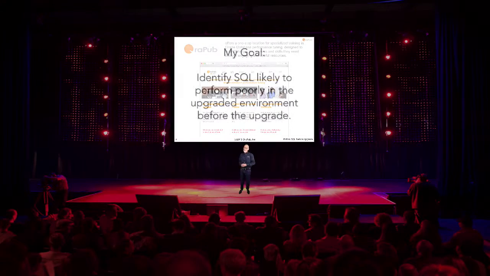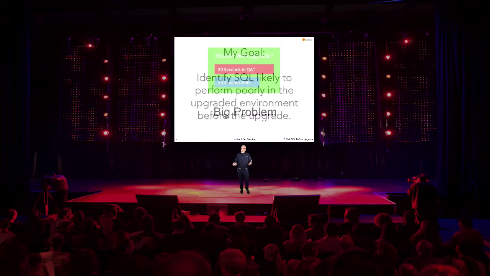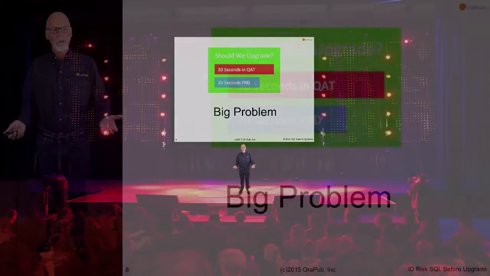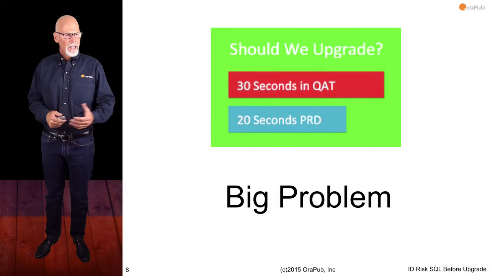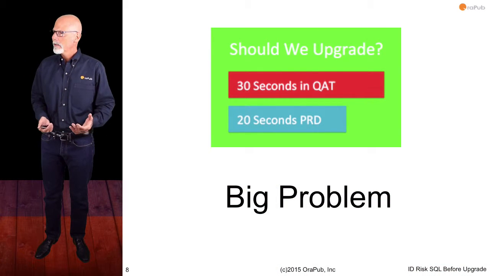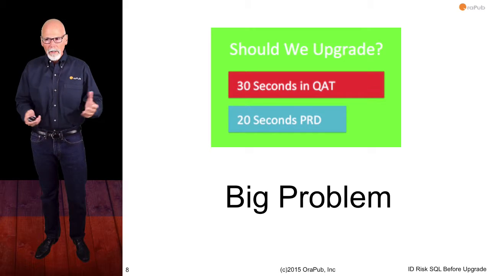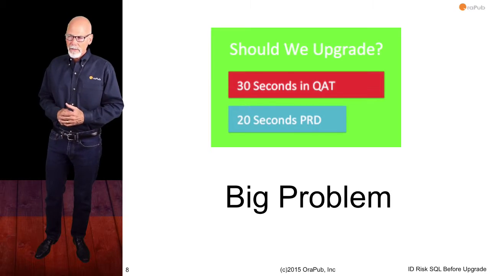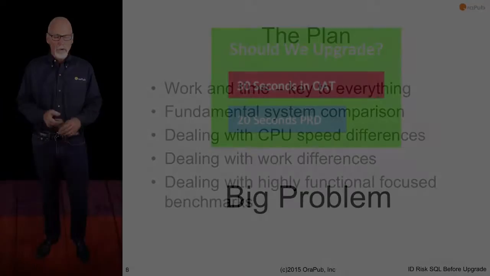My goal in this presentation is to identify SQL that is likely to perform poorly in the upgraded environment before, not after, the actual upgrade. How we're going to do that is really tricky. Here's just one example. Should we upgrade? A SQL statement runs 30 seconds in QAT and it runs 20 seconds in PRD. Is that a big problem? Well, some people might say yes, but what if I told you that in production the CPUs were twice as fast?